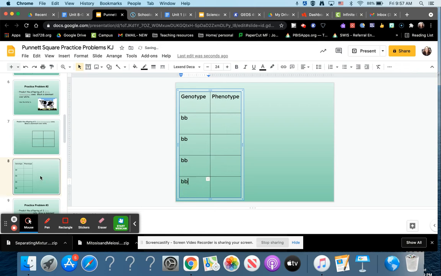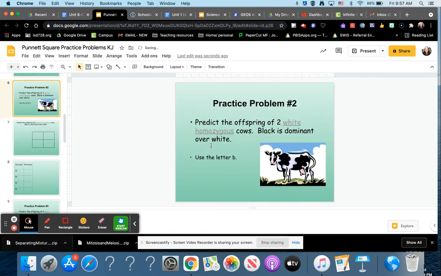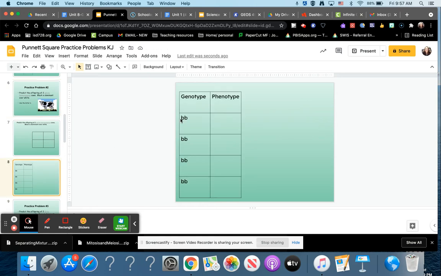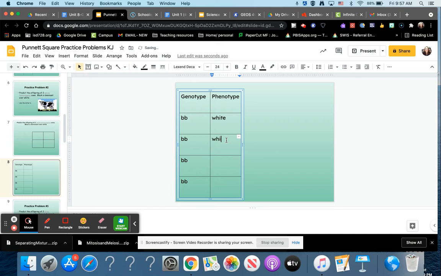Now I know that these are all homozygous recessive, right? They both have 2 of the same allele, so they're homozygous, and they're both showing the recessive trait. So if I go back to this one, I know that white is the recessive trait. So the phenotype for all of these, we are going to have white cows. So what this tells me is with these 2 particular cows, all 100% of their offspring will be white.